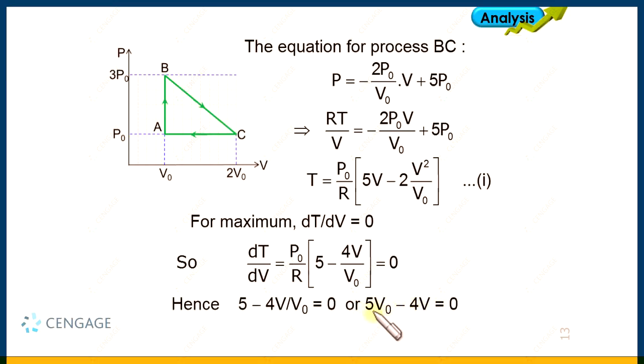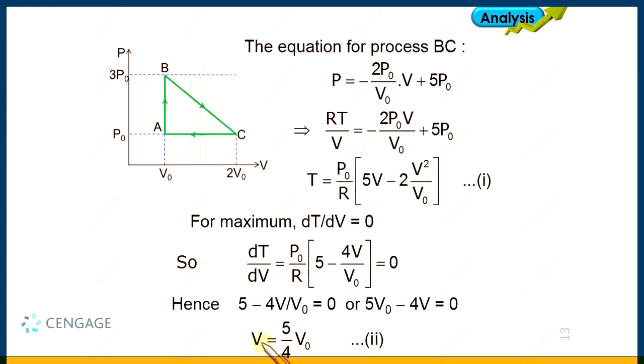We can rearrange this term, and from this relation we can get the value of V equal to 5 divided by 4 V naught, right. And let us check whether the temperature is maximum for this value or not. For this, we can differentiate this term again, that means double differentiation. On double differentiation, d2T divided by dV2 is equal to, in brackets, this will be 0, and this is equal to minus 4 divided by V naught, that means a negative value. That means for this volume the temperature will be maximum.